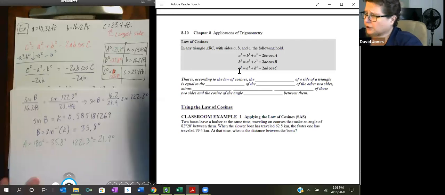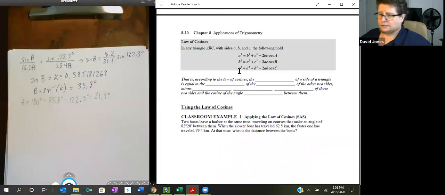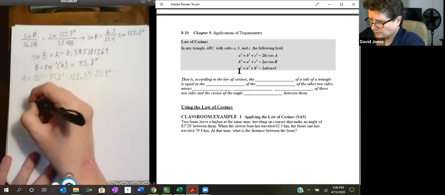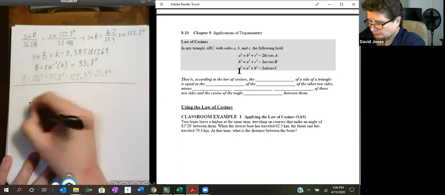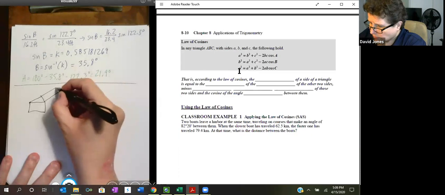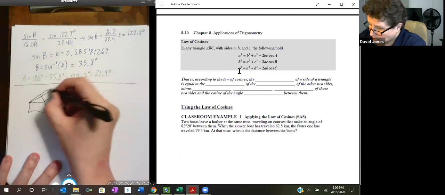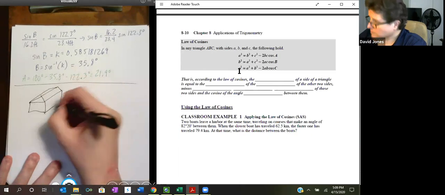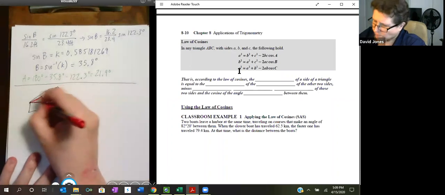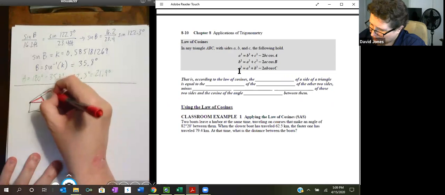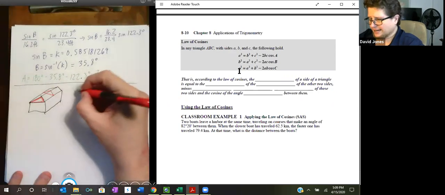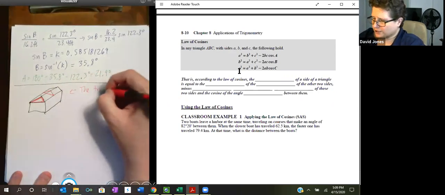So this shows up in architecture and carpentry a lot. Let me show you where. If we've got a roof, this is making a whole bunch of triangles. We've got a triangle back there, and it keeps going the whole way. Here, the triangles are called roof trusses.